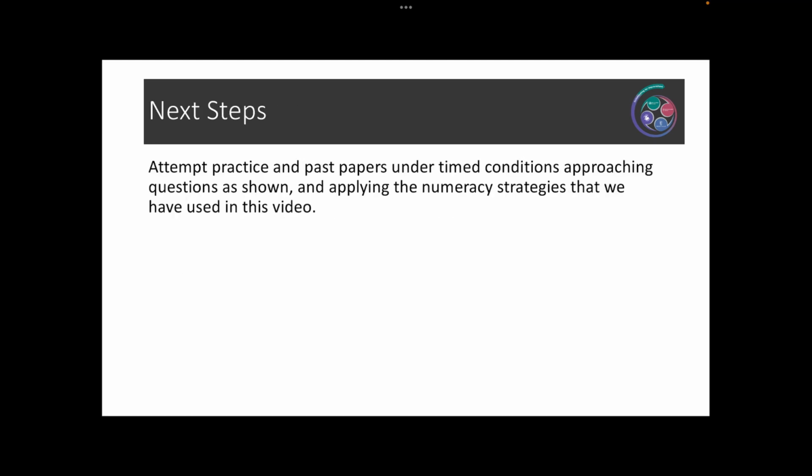So your next steps in preparing for your exam this year are to attempt more practice in past papers under time conditions and approaching them in the way that we spoke about, reading the question, rereading and so on, and apply those numeracy strategies that we've looked at today as well.